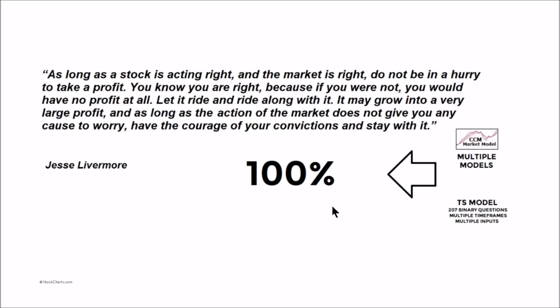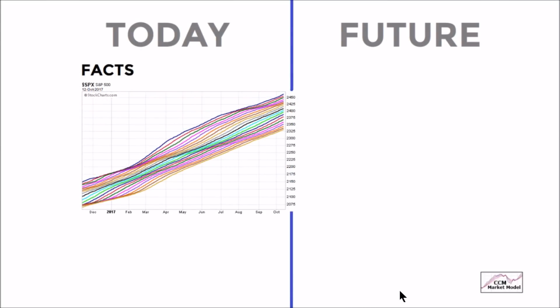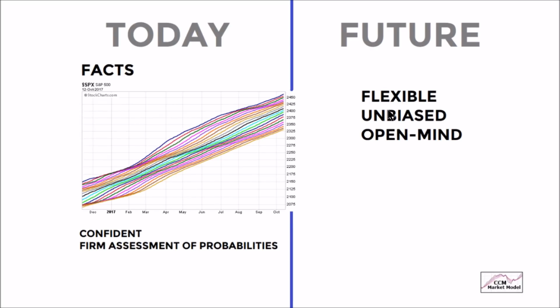Our trading frequency has plummeted this year because the trends have allowed us to hold our positions. This 100% figure here does not eliminate the need for maximum flexibility. However, there's a very, very important distinction. The facts that we have in front of us today are just that. They are facts. And we can make a confident and firm assessment of the probabilities that we have in hand today. The flexible, unbiased, and open mind applies to what might happen next. It does not apply to the hard data that we have in front of us today. These are facts and we can assess them.